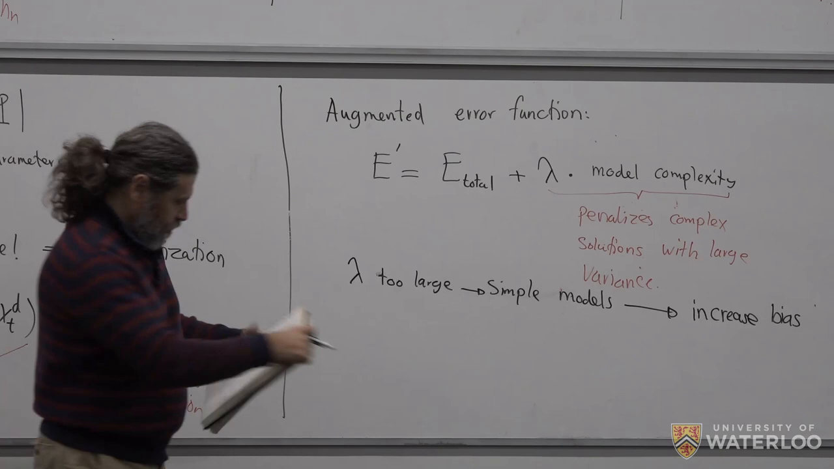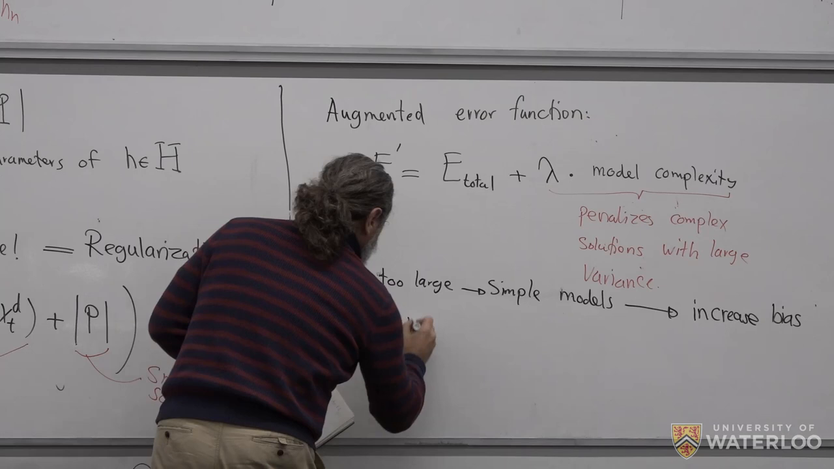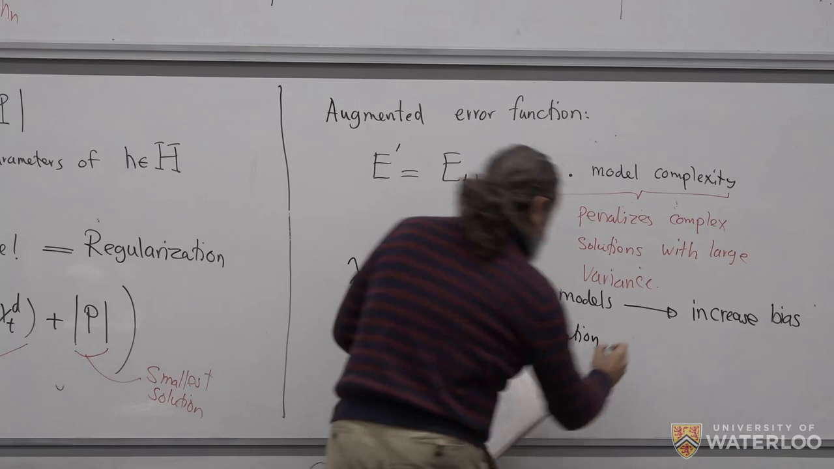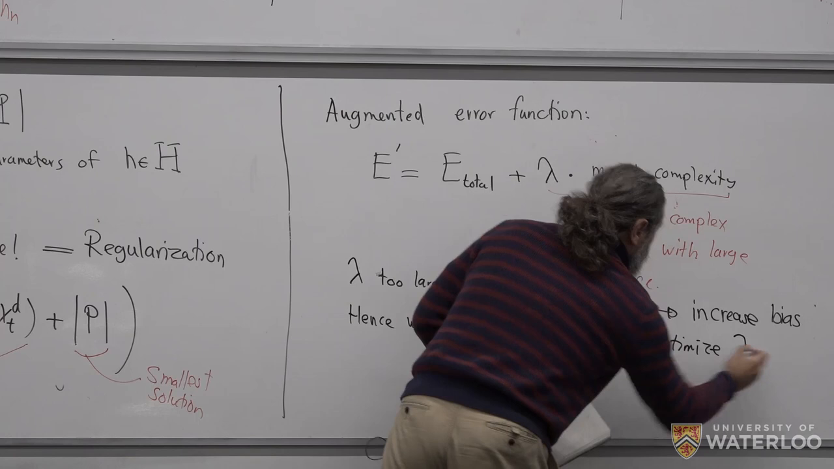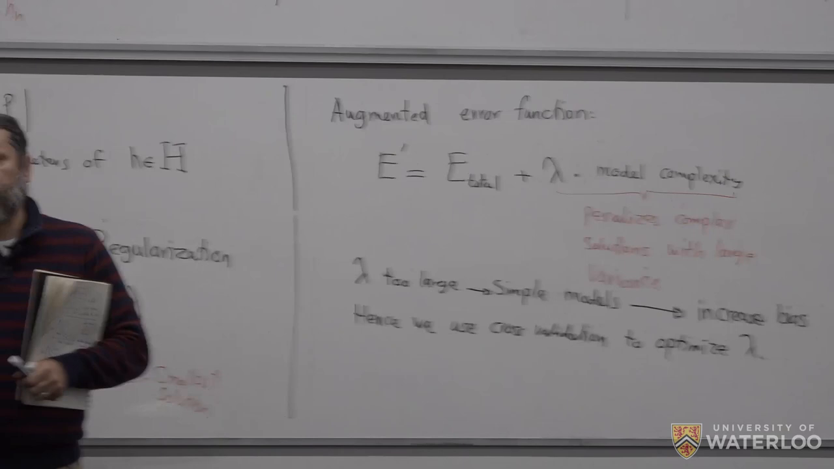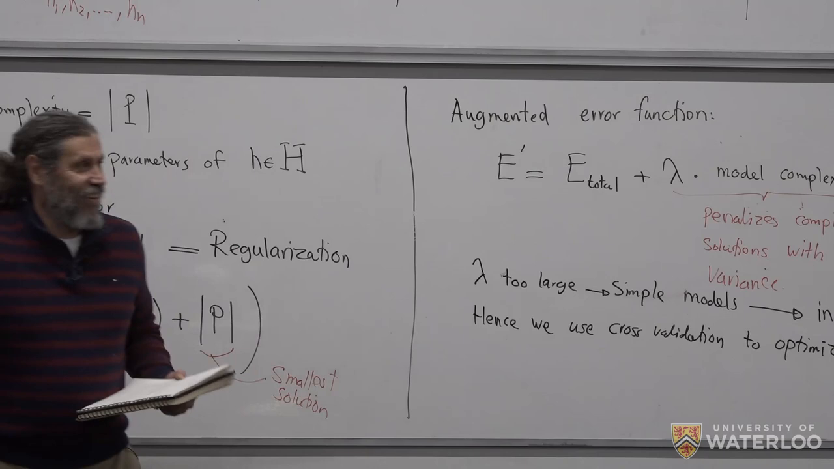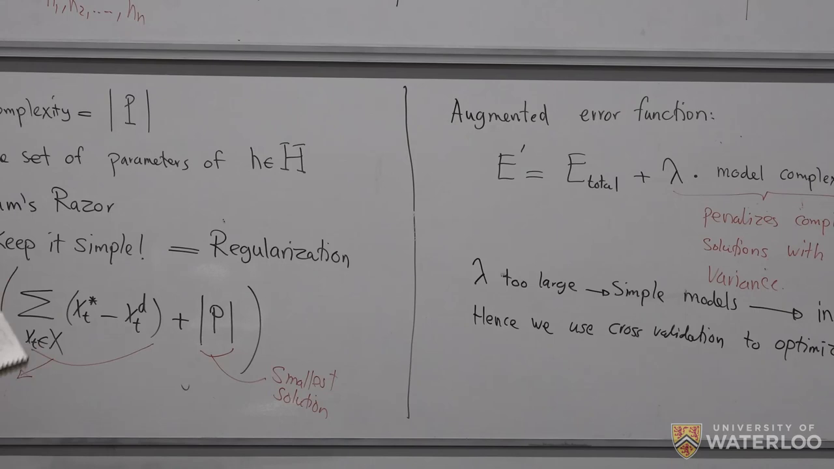So hence, we use cross-validation. Use cross-validation to optimize lambda. So it's not a bad idea to have a lambda. So the regularity part, its significance and its effect on the learning can vary. But it has to be part of the validation. Otherwise, nothing should leave that concept that we are validating.